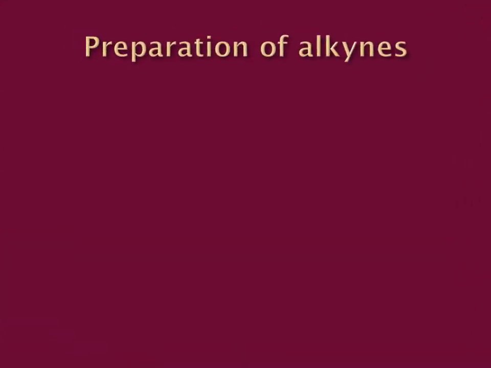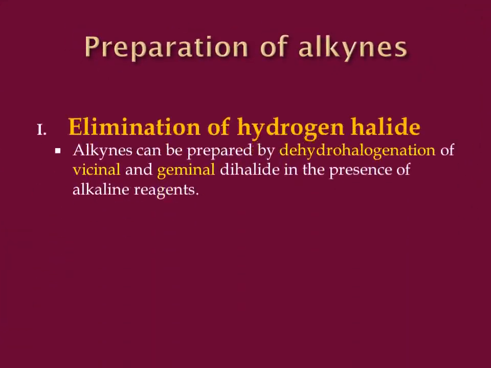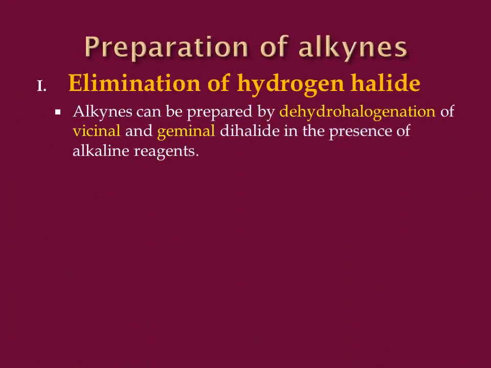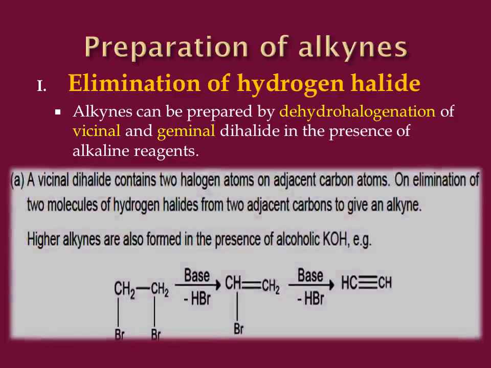Now students, let us start with the first method for the preparation of alkynes by elimination of hydrogen halide. Alkynes can be prepared by dehydrohalogenation of vicinal and geminal dihalides in the presence of alkaline reagents. Now what are vicinal dihalides? Which contains two halogen atoms on the adjacent carbon atoms. And upon elimination of hydrogen halide molecule, one after another in each step, it yields alkynes.